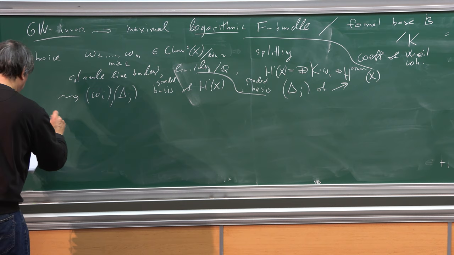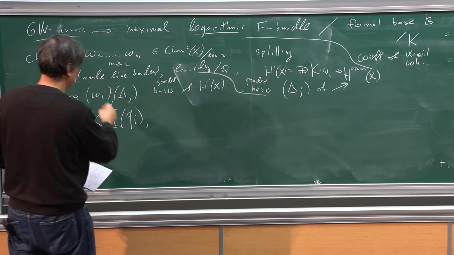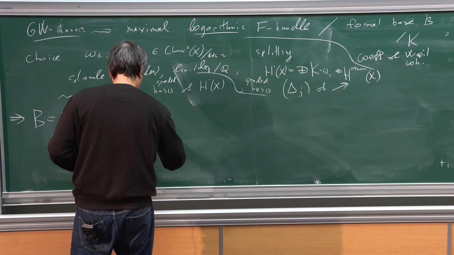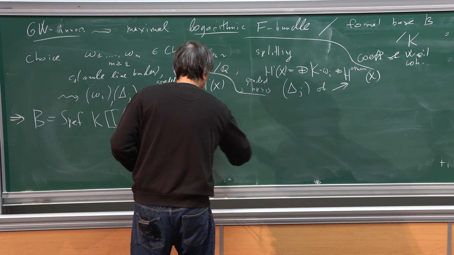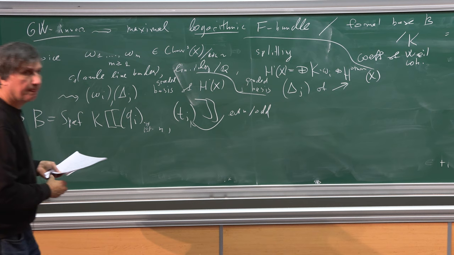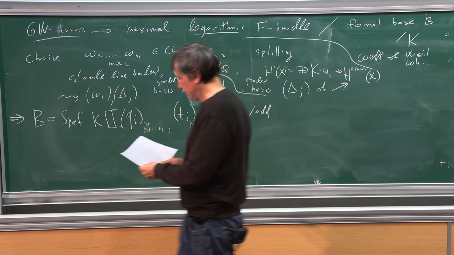It will be spectrum of algebra of formal power series. Then we get variables q_i corresponding to omega I, with i from 1 to m, and variables t_j corresponding to this delta, and variables will be even and odd depending on purity of the class. So if it is odd, you just take exterior algebra? Yes, it will be exterior algebra. Okay, so it will be a super manifold. Yeah, super formal manifold.